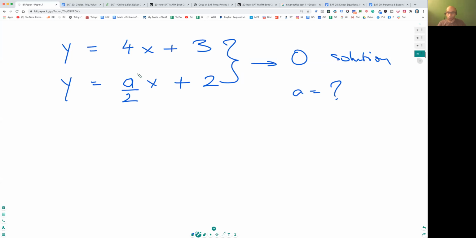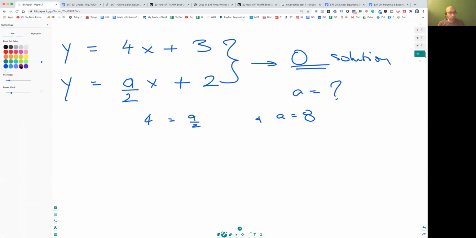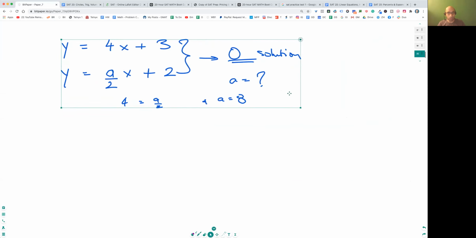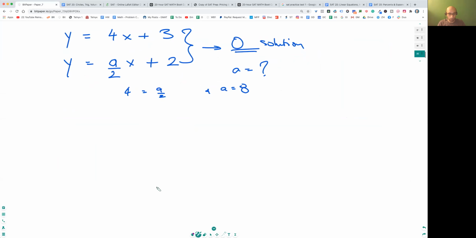So what happens when you have zero solutions is the slope is the same. So you put 4 is equal to a over 2, boom, a is equal to 8. Now here's the important part. I'm going to write down this equation, and a very similar piece over here, and you're going to tell me what the answer is.